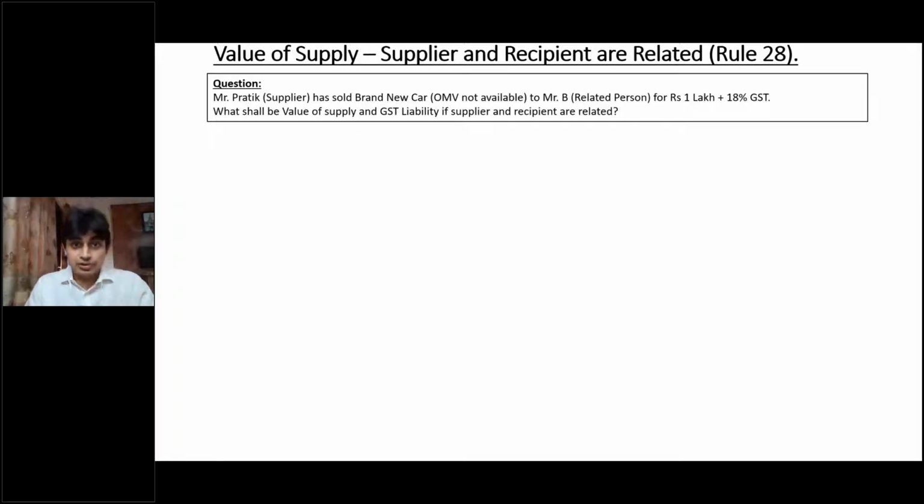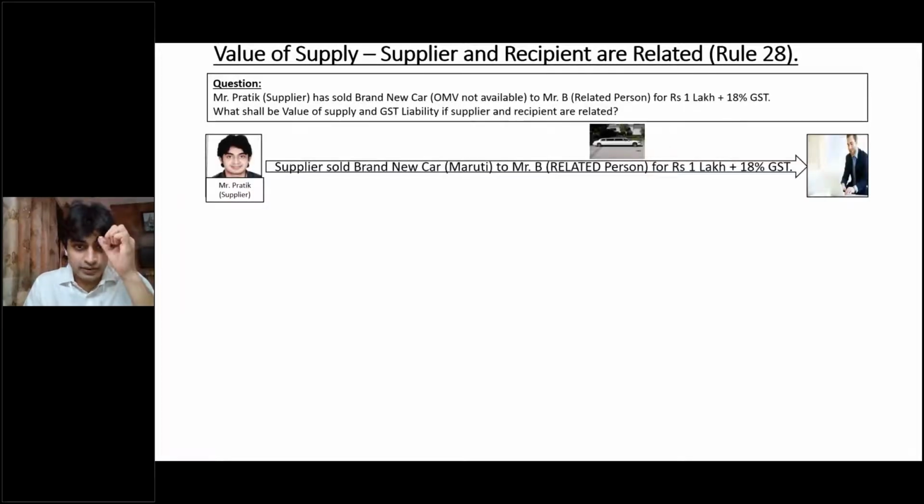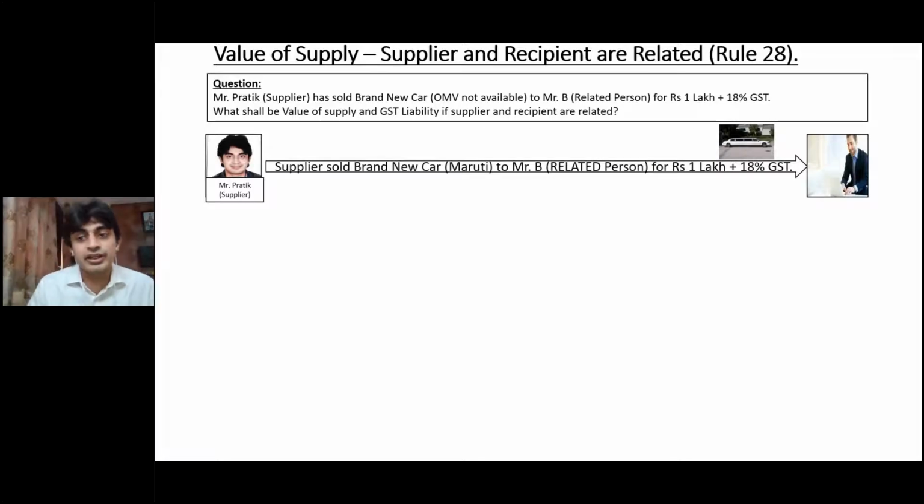So this time, can I say transaction value? No, because supplier and recipient are related. See this. I sold a brand new car to Mr. B for 1 lakh plus 18% GST. Again, the government came.